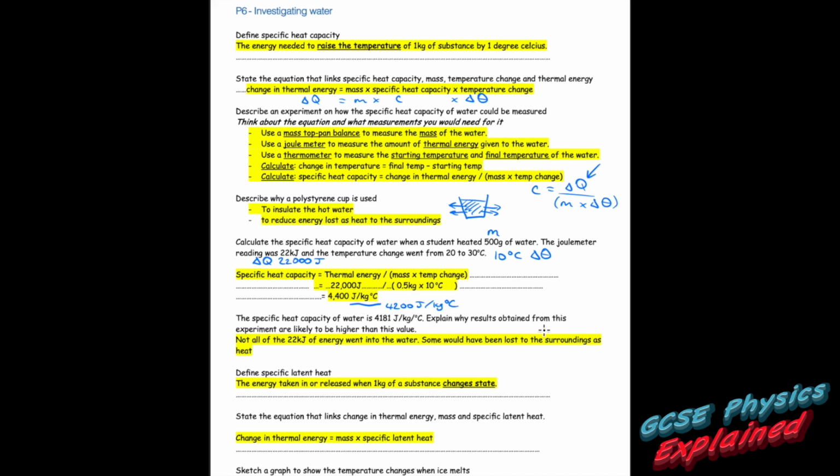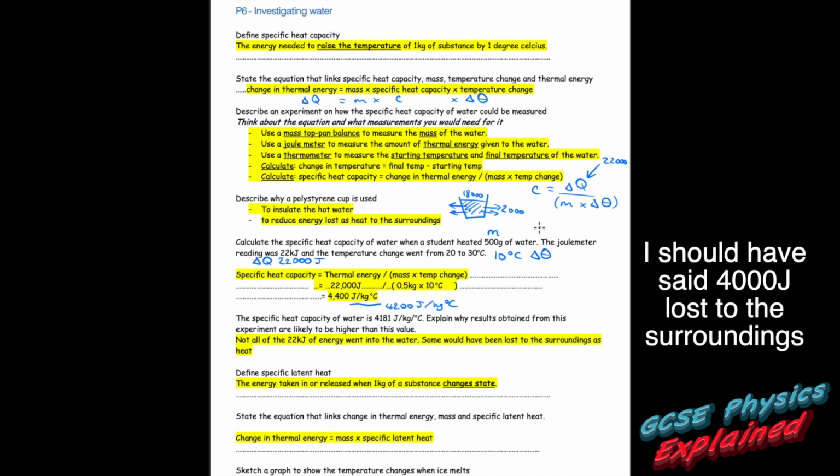Explain why results obtained from this experiment are likely to be higher than this value. Now, as I said before, not all of the energy is going to go into the water. Some of that will be lost to the surroundings as heat. So we think this number here is 22,000, but maybe only 18,000 actually went into the water, and maybe 2,000 got lost to the surroundings.